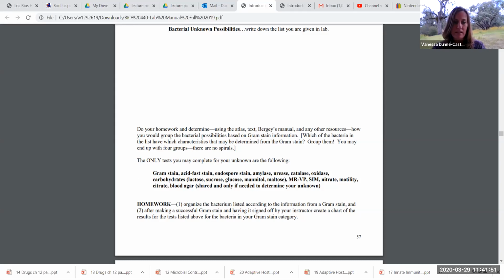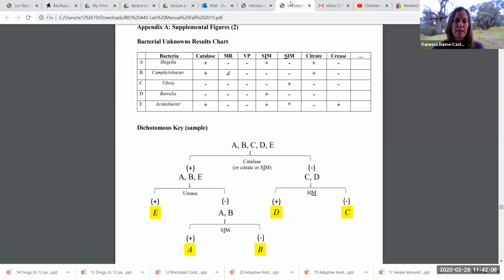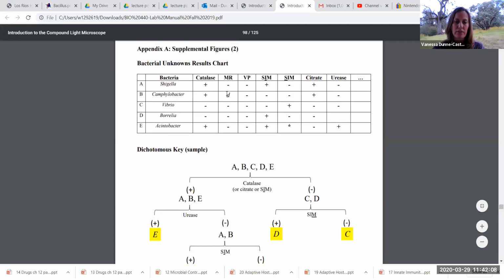Use these particular tests. These are the ones that we have available for you, or the ones that we have tested the organisms for. So essentially what you'll do is make a chart, right? A biochemical results chart, and it's going to look something like this. This is in your appendix. You can flip to this if you want to, but I'll just show you what this looks like.